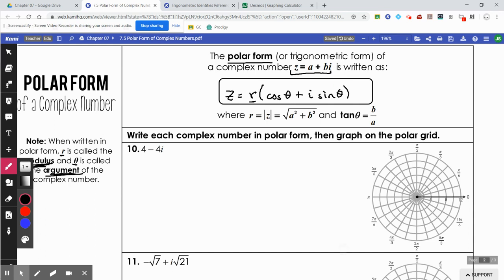We know that r is simply the absolute value of z. They put r because it stands for radius, as it has in the last few lessons. So r is going to be simply the radius of your point. It's how far it is from the origin, which again is absolute value.